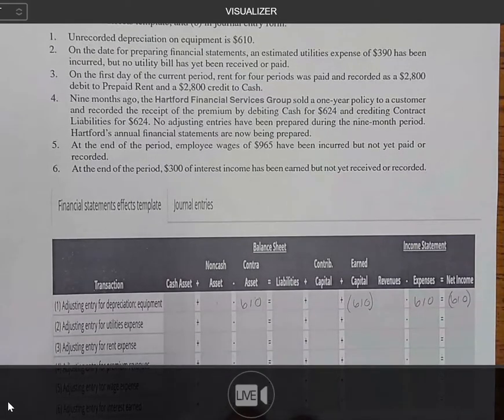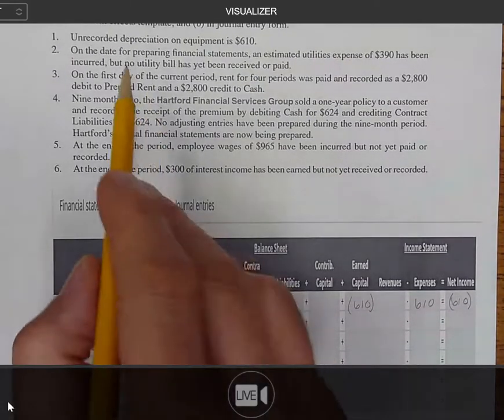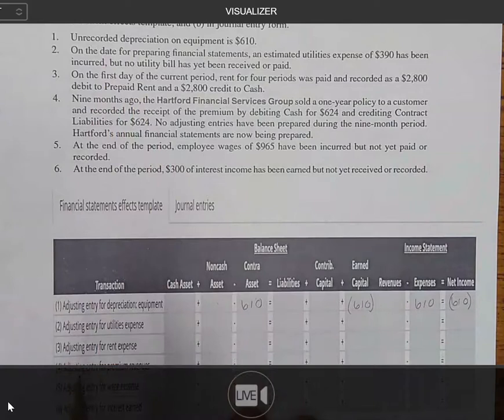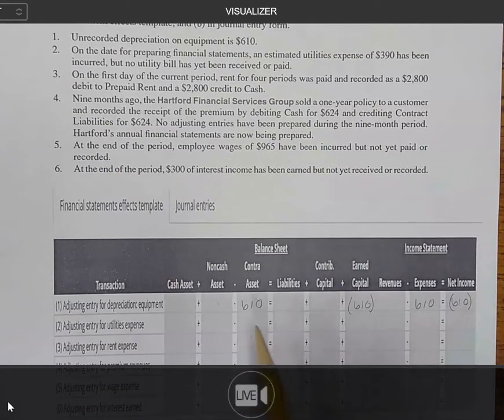The second item says, on the date for preparing financial statements, an estimated utilities expense of $390 has been incurred, but no utility bill has yet been received or paid. Let's go over here to the balance sheet. We haven't done anything with cash, nor non-cash assets or contra accounts.